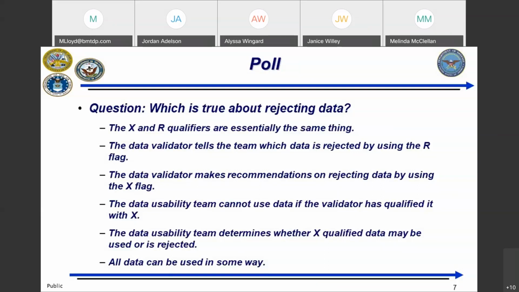Is it true that the X and the R qualifiers are essentially the same thing? Is it true that the data validator will tell the team which data is rejected by using the R flag? Is it true that the data validator will make recommendations on rejecting by using the X flag? Is it true that the data usability team cannot use the data if the validator qualified it with an X? Is it true that the data usability team determines whether the X qualified data may be used or is rejected? And is it true that all data can be used in some way?